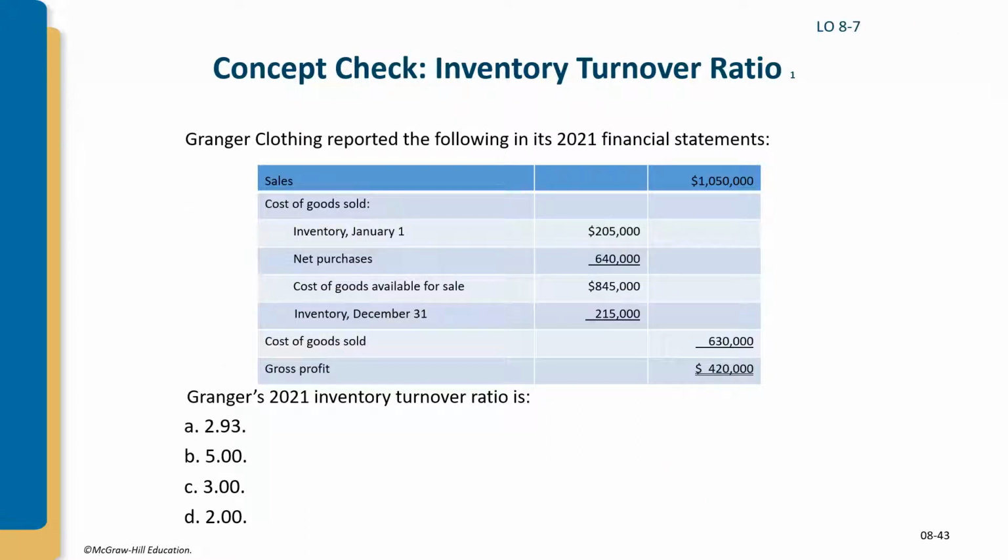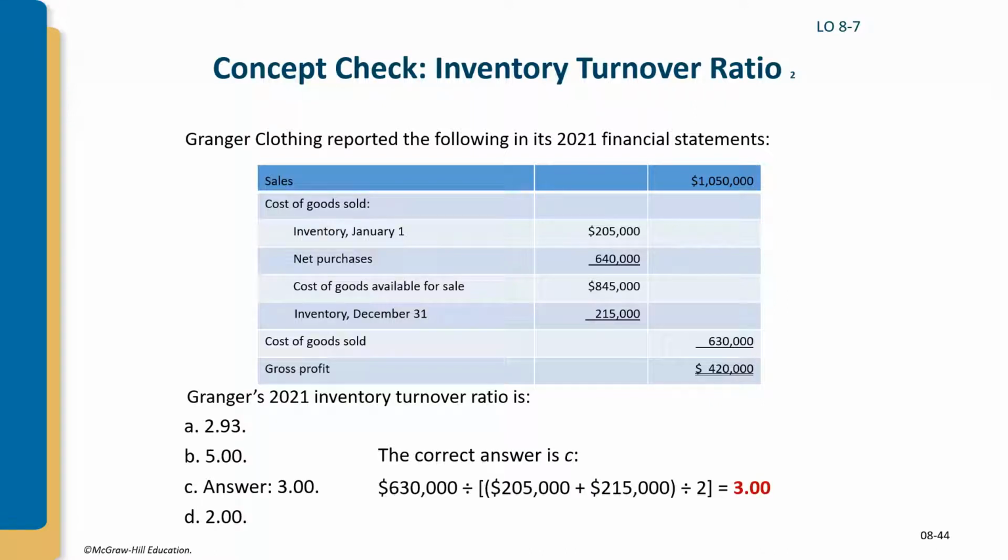An inventory turnover quick example, Grainger Clothing has the following on their financial statements. We take beginning inventory plus ending inventory, divide by 2, that'll be 210. Divide the 210 into 630,000. And your answer is 3, and there it is. 630,000 cost of goods sold divided by average inventory. So they sell on average their inventory out 3 times per year.